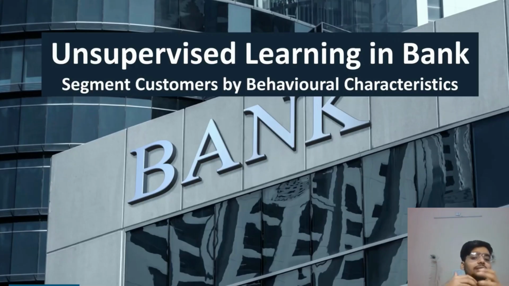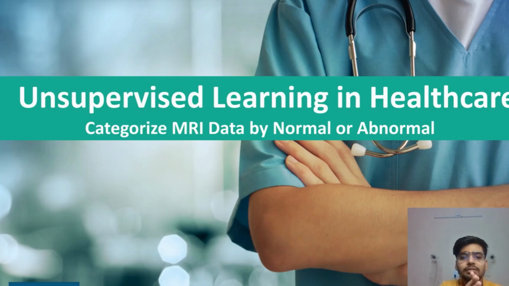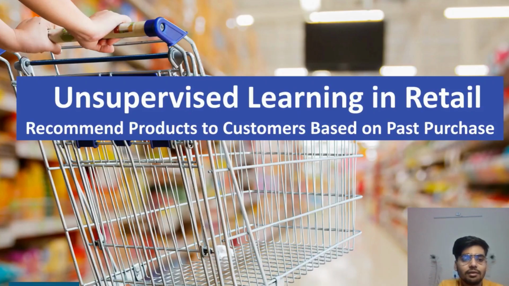Next, in the banking sector we have segments of behavioral characteristics; we divide people according to their behavior. In MRI data, we use unsupervised learning in healthcare to find abnormal or normal things. Similarly in retail, according to the customer, we recommend a particular product based on their past purchases. So there are clusters of things we make in unsupervised learning.